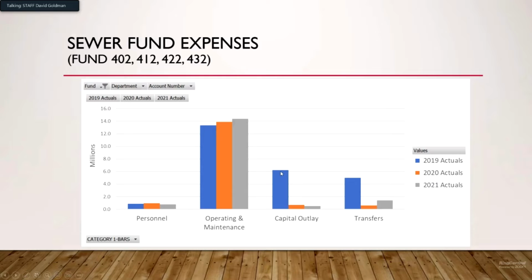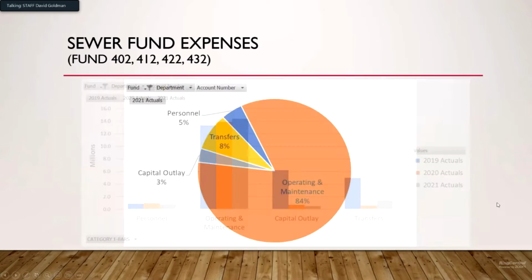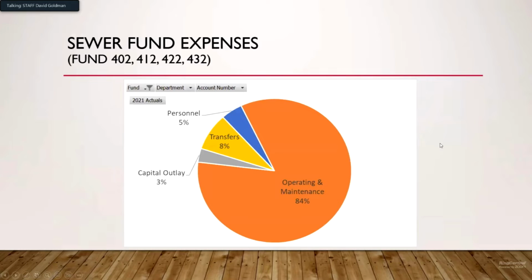There were capital outlay projects in 2019. That was the last year of major construction on the clean water facility. So transfers between funds and then capital outlay expenses. And there's the pie chart for 2021.